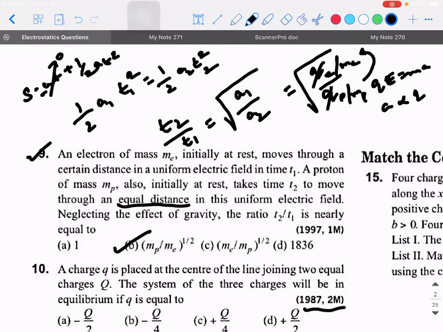Right? So these are all the problems based on Coulomb's law. Okay. Next class we will do some problems based on Gauss law. Then we can go to the electrostatic potential. That is the next chapter.